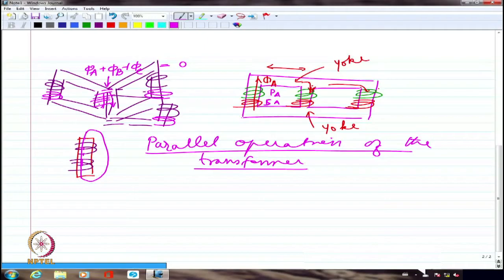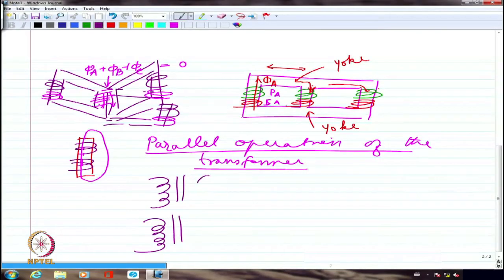You first need to understand what parallel operation is. Let me show at least a circuit. Then you may be able to understand why we are connecting them in parallel. Let us say these are the primaries of two transformers. I am showing single phase, of course. And these are the secondaries of the two transformers. Let us say this is the dot, this is the dot. Similarly for this one, this is the dot, this is the dot. So I am showing the voltage rise in this direction. Here also the voltage rise is in this direction.